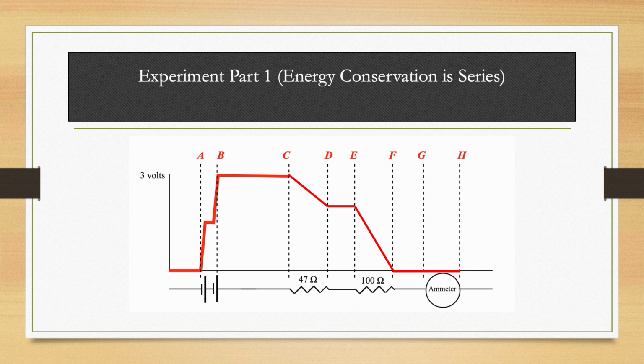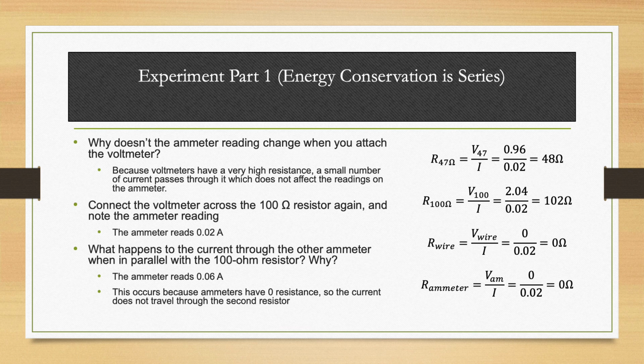Here's a graph that compares the voltage at a given position in the circuit. As you can see, the voltage only drops at the location of the resistors, which should make sense. This graph also shows that the voltage is conserved. Why doesn't the ammeter reading change when you attach the voltmeter? Because voltmeters have a very high resistance, a small amount of current passes through it, which does not affect the readings of the ammeter. When I connected the voltmeter across a 100 ohm resistor, the ammeter read 0.02 amps.